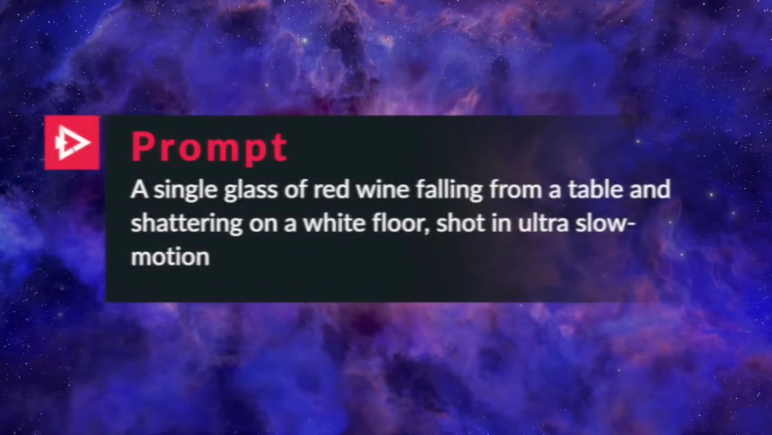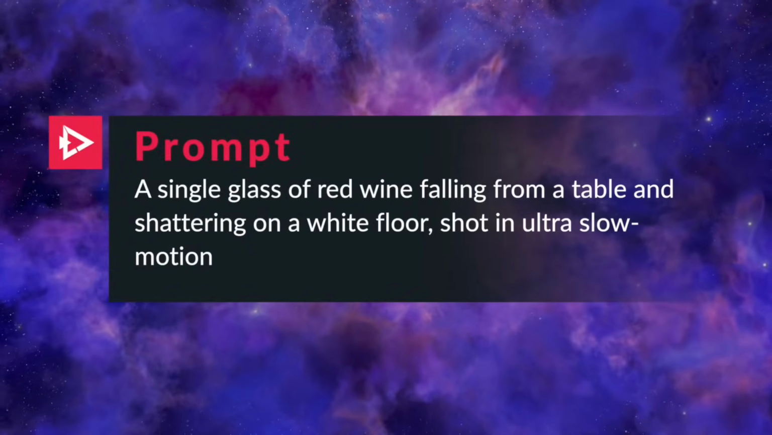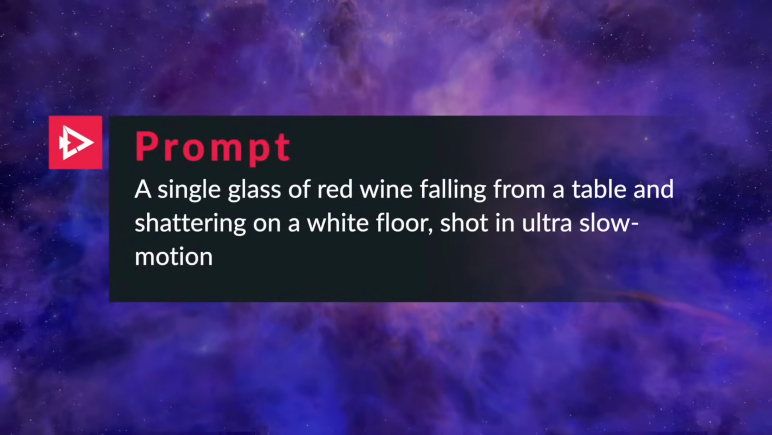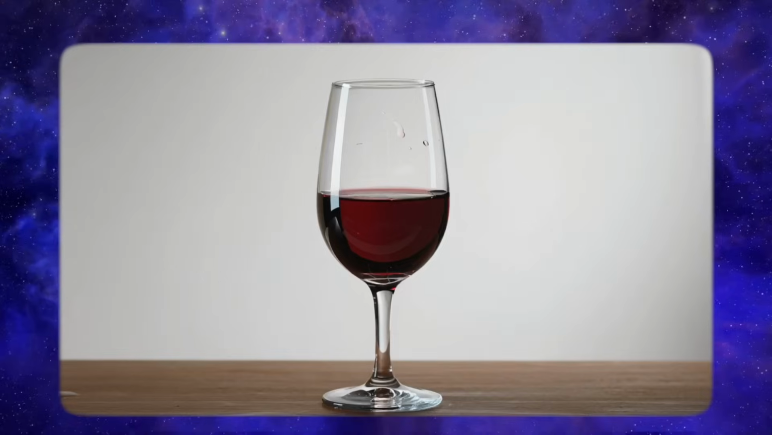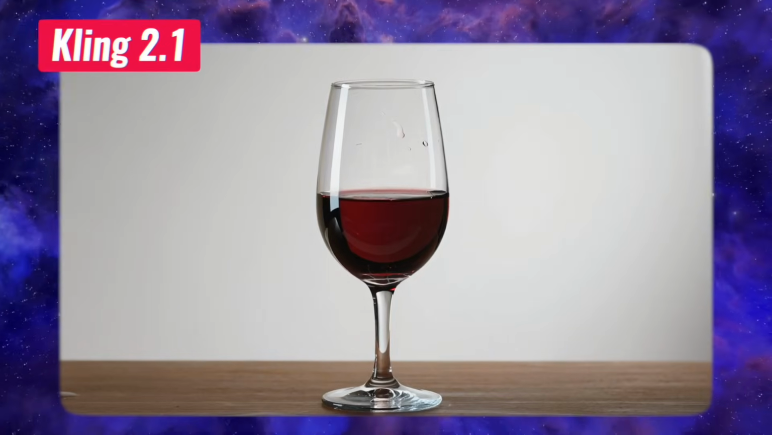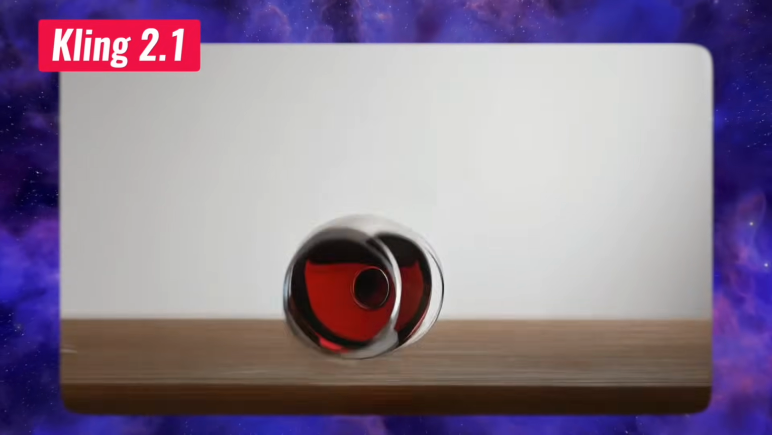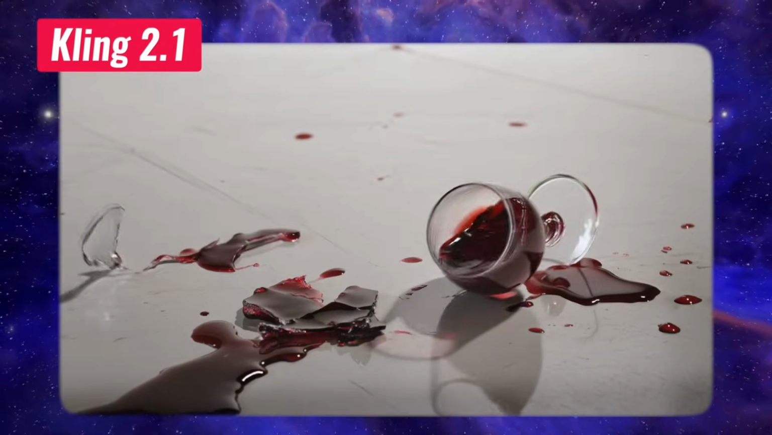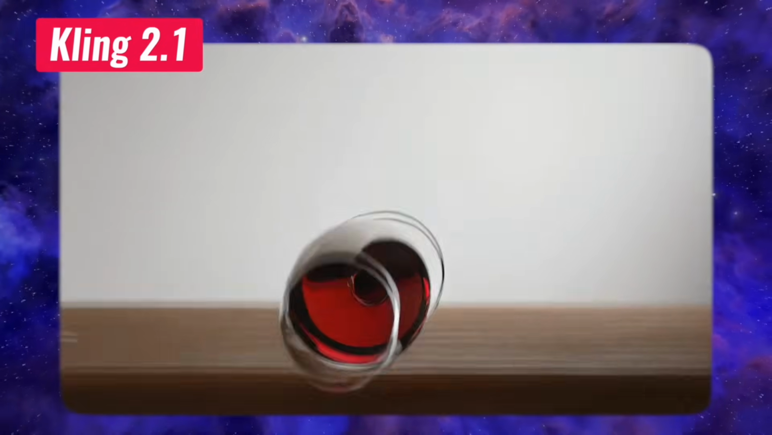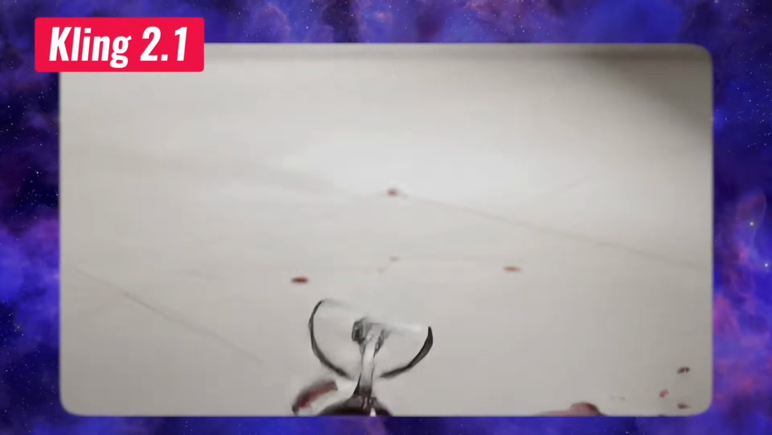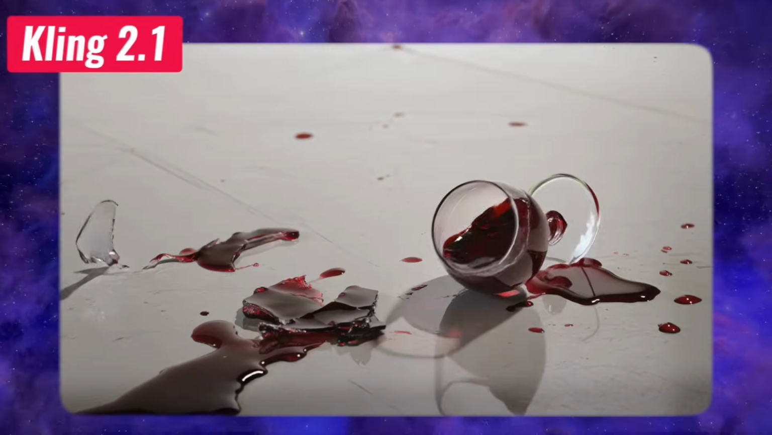All right, time for the ultimate physics stress test. A single glass of red wine falls from a table and shatters on a white floor, shot in ultra-slow motion. Let's see what Kling does. The glass falls, but the physics are all wrong. The wine doesn't spill out naturally as it tumbles. It shatters on impact, but then magically reforms as it bounces back up. It tried, but the logic is completely broken.